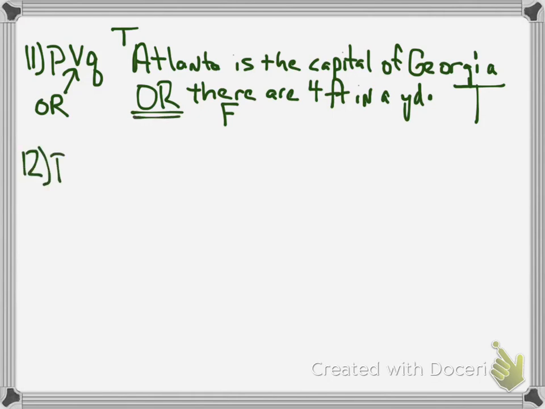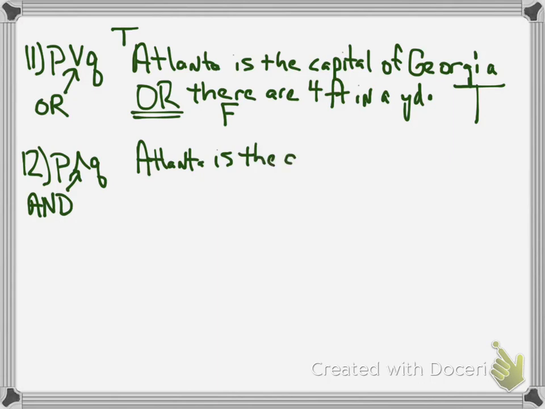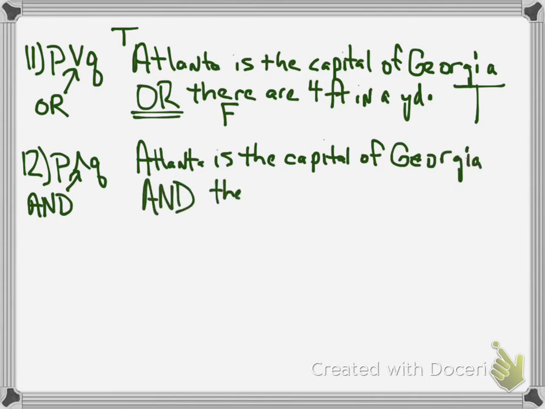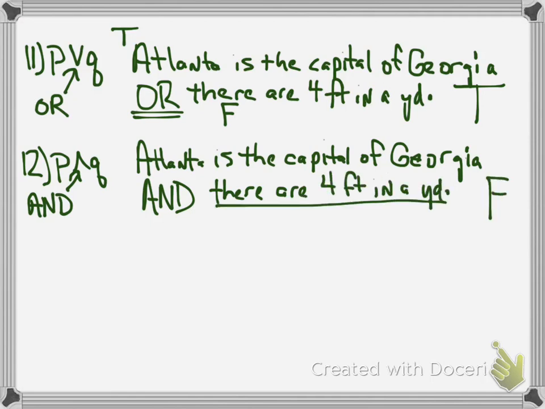The next one, when you have an up arrow, means and. So you would join them with the word and. Atlanta is the capital of Georgia, and there are 4 feet in the yard. Now that one is false, because when it's and, both parts have to be true to be true. So that one is false.